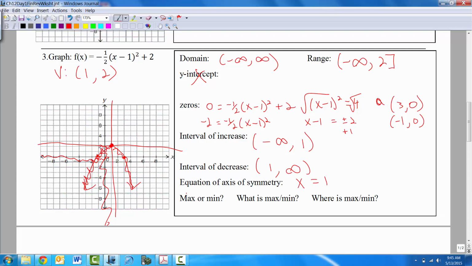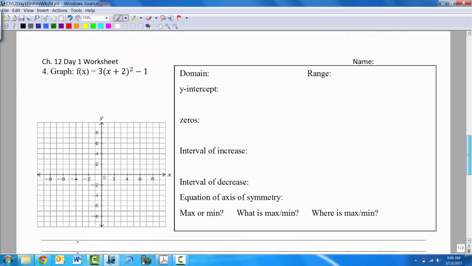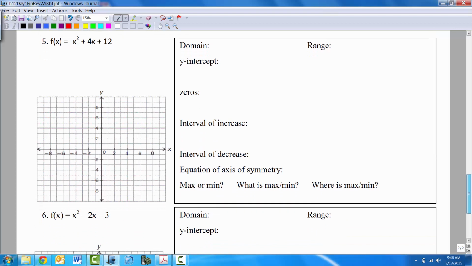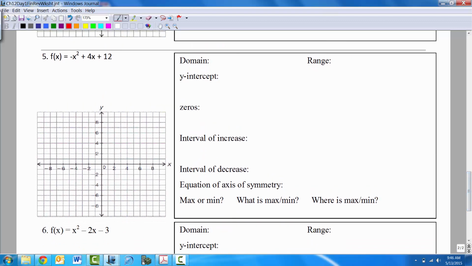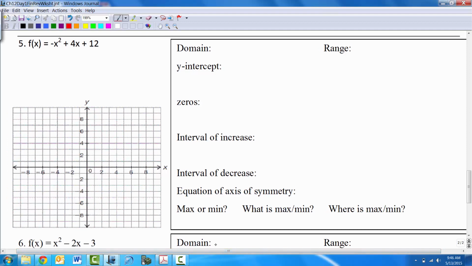Min or max? You have a max. What is the max? The y-coordinate. Where is the max? The x-coordinate. That's how you answer those questions. Last but not least, you do 4 now. I do 5, which creates a little bit more work because for 5, we've got to do the negative b over 2a thing.